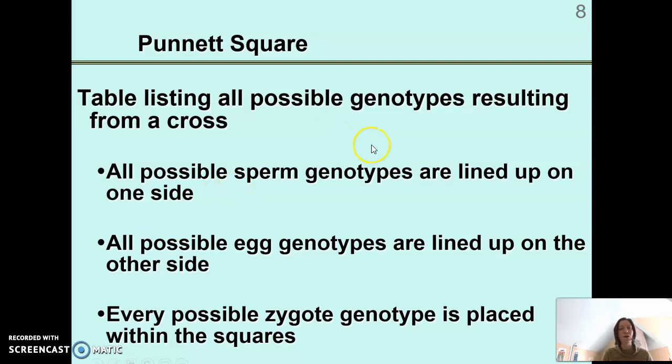It's a table that lists all the possible genotypes resulting from a cross. And so genotypes are those letters, the alleles, represented by a capital and lowercase letter. How we make a Punnett square is we line all the possible sperm genotypes on one side of the square, and all the possible egg genotypes are lined up on the other side. And we do these at right angles. I'll show you an example in a second. And then every possible zygote genotype is placed within the squares. The zygote is the offspring.